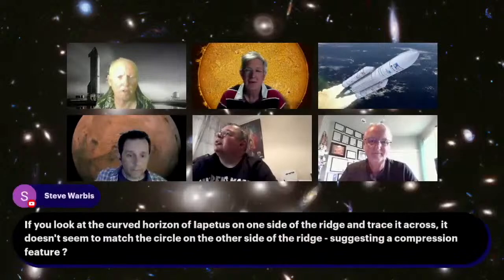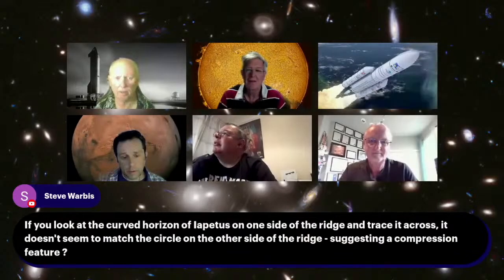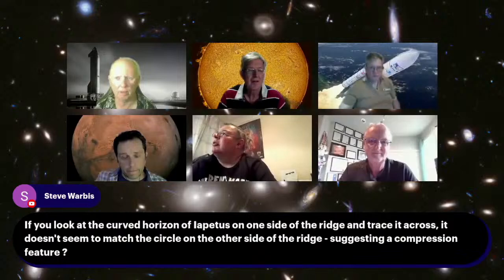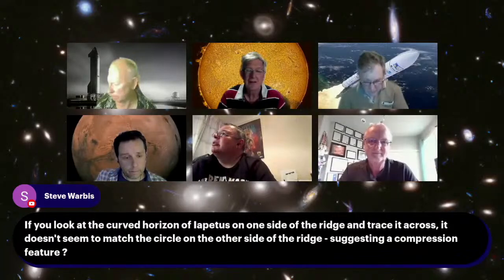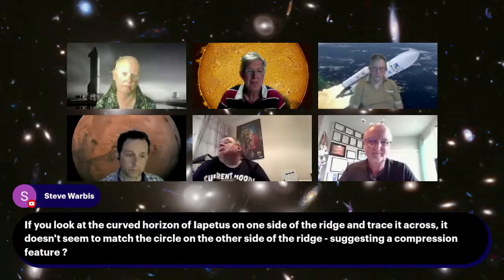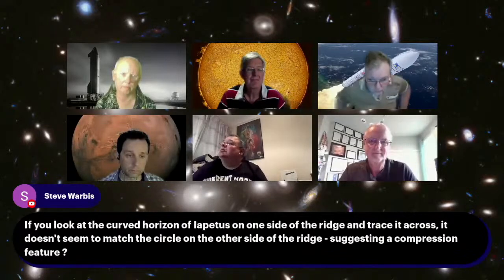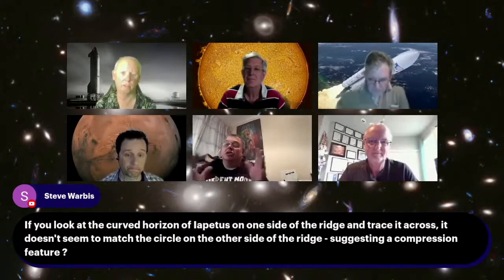Right. So Steve's just popped in the chat, probably with a theory about that. If you look at the curved horizon of Iapetus and trace it across, it doesn't seem to match the circle on the other side of the ridge, suggesting a compression feature. Maybe. Interesting. So you've got two things pushing together.